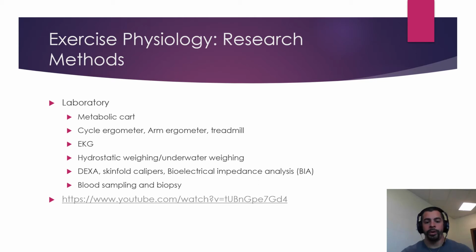Cycle ergometers, arm ergometers, or treadmills, right? These are used to do different tests, typically a VO2 max test, which we talk about later. An echocardiogram is usually used to assess cardiac function.